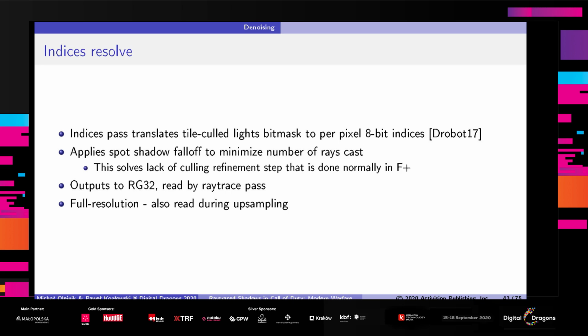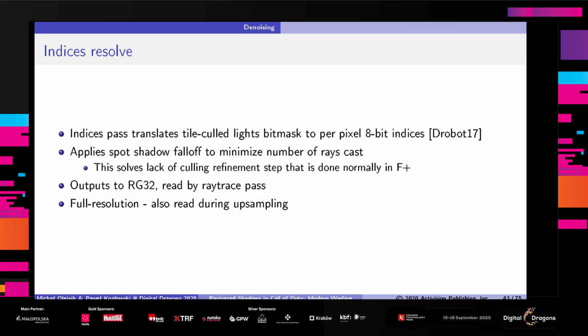The first pass in our denoising process is the indices resolve pass. We have a highly optimized light culling scheme for F+. However, it does not check for spot shadow falloff during culling itself, to avoid fetching light descriptors. Falloff is only applied during F+ shaders, because this is faster overall for the rasterizer. But with DXR, we want to skip any unnecessary rays, so we want to apply falloff before a raycast. This is what the indices resolve pass does.